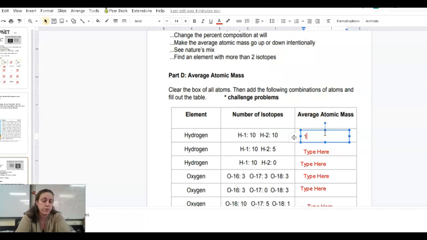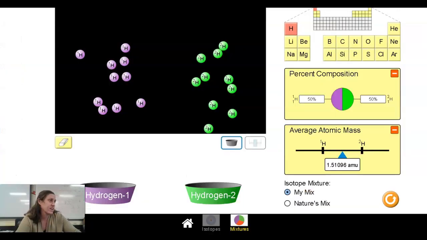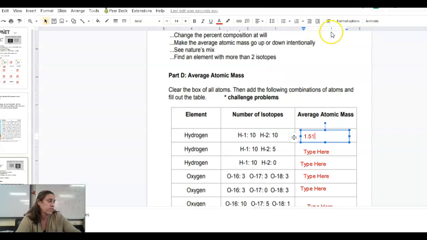I got to go back and forth. 1.51. Let's go check. I'm surprised I remembered all of that. 096 AMUs. Very important. Okay, and then you'll go through. You have 10 and you have 5. And you have that. Okay, so I'm going to show you. So you just keep going through that.